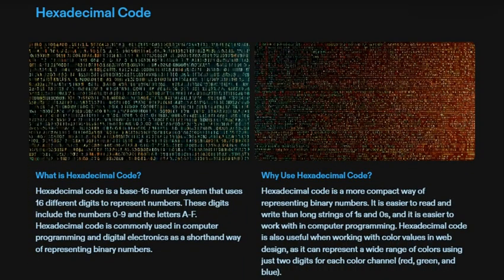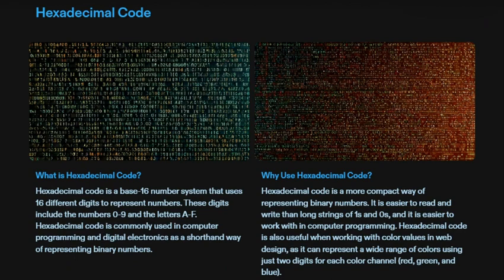Hexadecimal code. What is hexadecimal code? Hexadecimal code is a base 16 number system that uses 16 different digits to represent numbers. These digits include the numbers 0 to 9 and the letters A to F. Hexadecimal code is commonly used in computer programming and digital electronics as a shorthand way of representing binary numbers. So we have numbers from 0 to 9 and letters from A to F. These are used together as hexadecimal code.